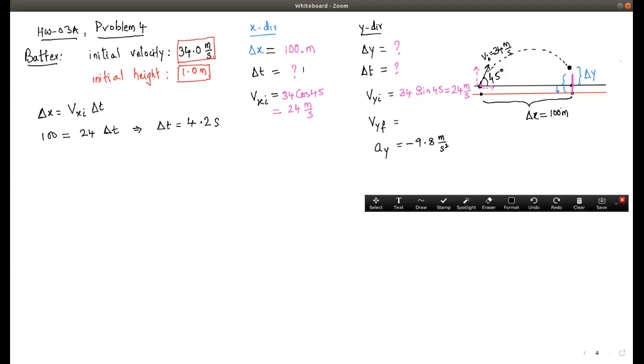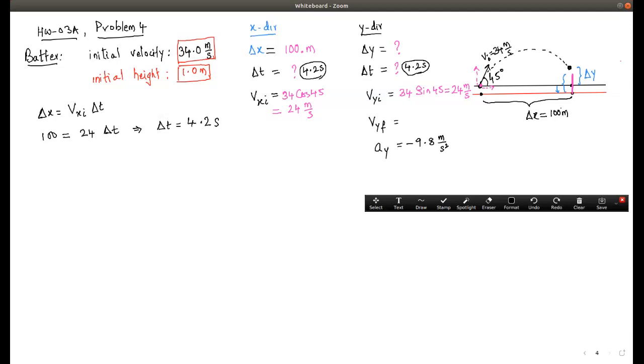So let me put that in here. That was not directly given to us, but I calculated that. It's the same time, which is a coupling factor of these two motions, which are actually a single motion of the ball, but that's being split into the x and y direction in an abstract sense. So now I know delta t is 4.2.